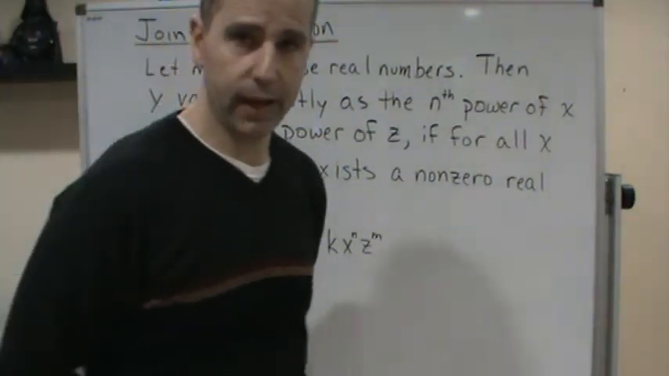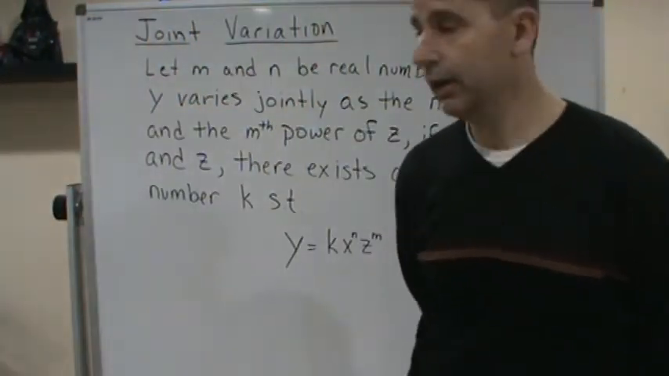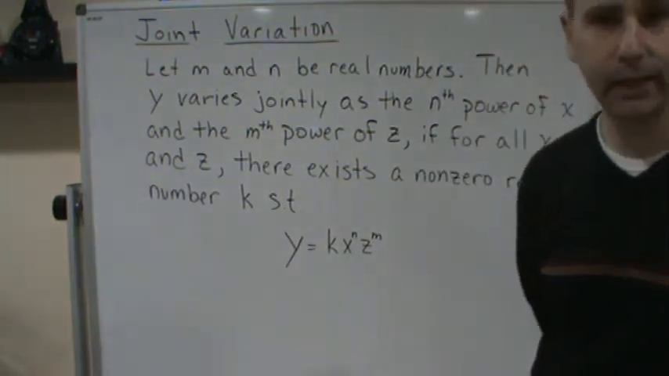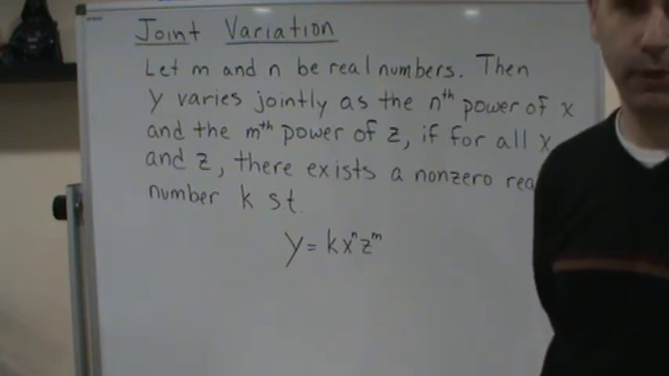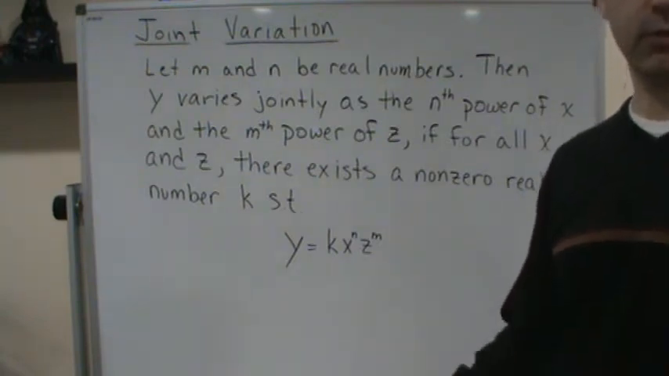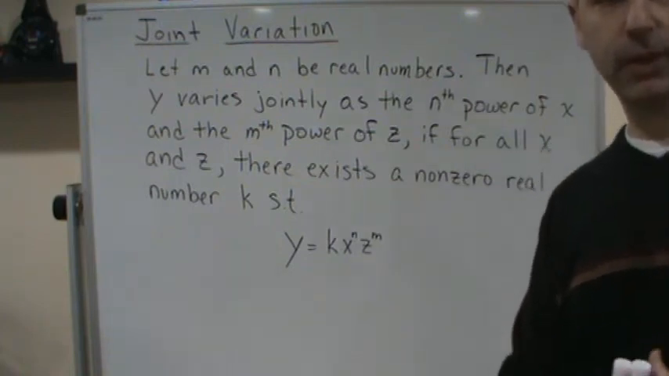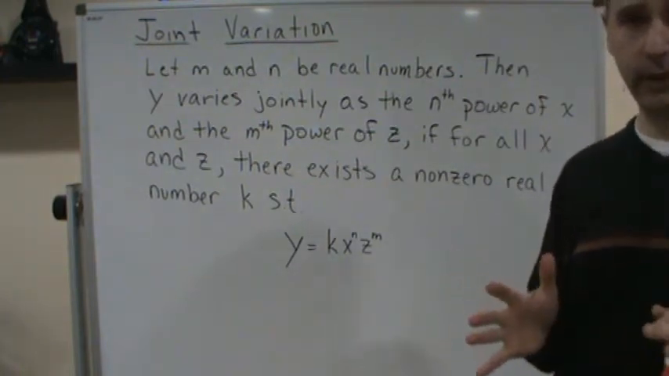Okay, welcome back, class. Today we're going to talk about other types of variation. And so we're going to talk about combined variation and also joint variation. Combined variation is where we're going to combine different variations together. But before we do something like that, let's talk about joint variation.